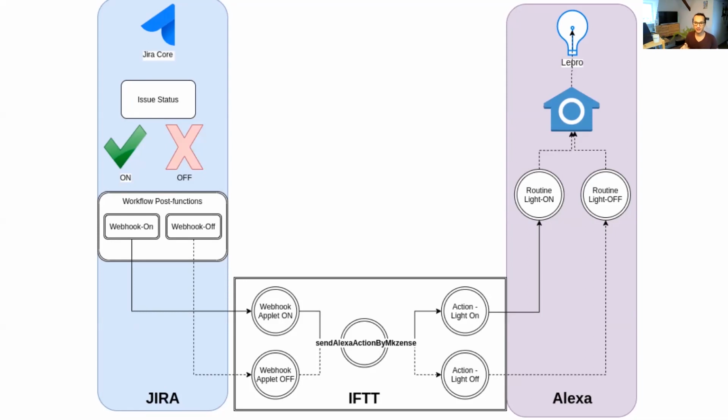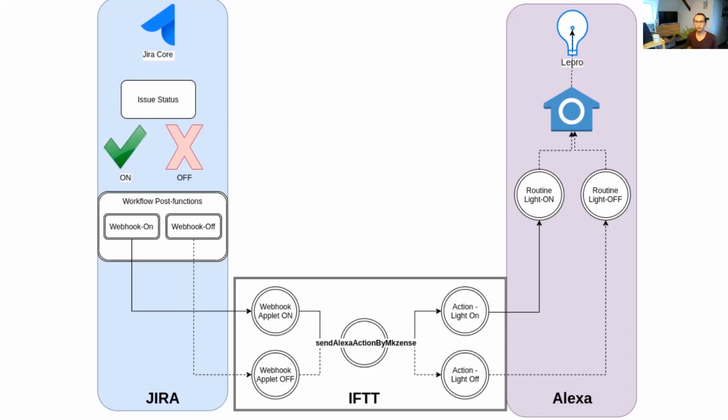When you change the status of your Jira ticket, that will trigger, of course, a workflow. And within that workflow, we will trigger a post function. That post function will trigger a webhook. A webhook is just calling servers using a URL, and that will trigger on the background some other events on other systems. That system, in our case, is IFTTT.